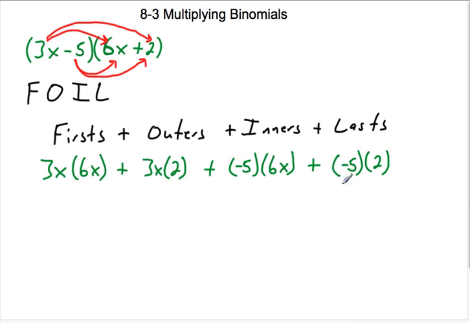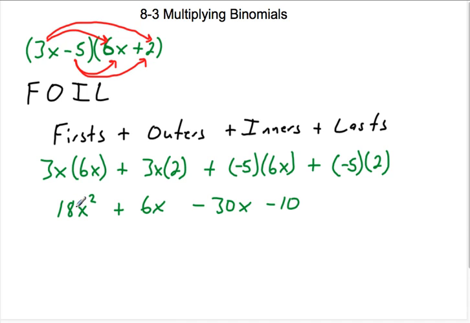Now we're going to go ahead and simplify each of these. So 3x times 6x, well 3 times 6 is 18, x times x is x squared, 3 times 2 is 6 times x. We have a negative 5 times 6 will be a negative 30, and then times the x. And then we have this negative 5 times 2, which will be negative 10. Okay, so always keep in mind the negative signs here.